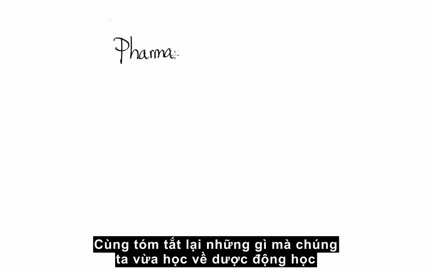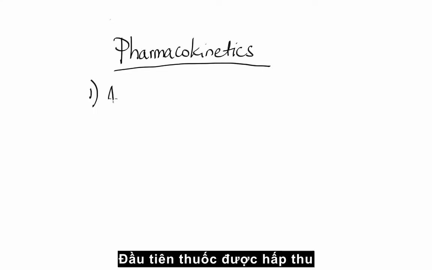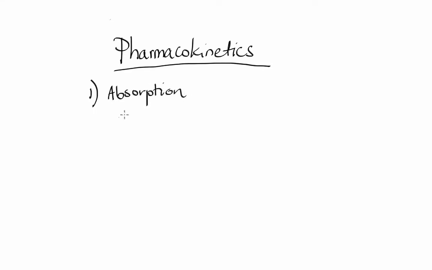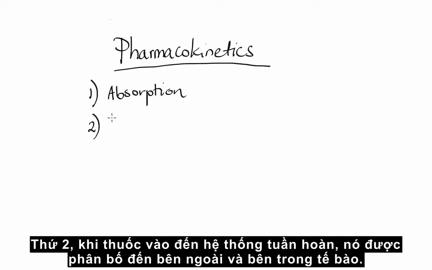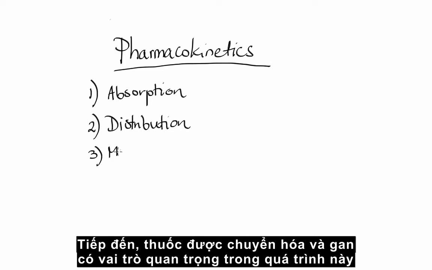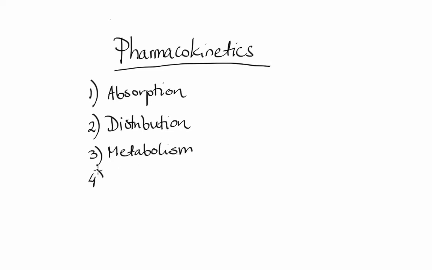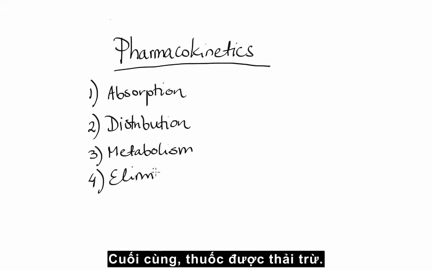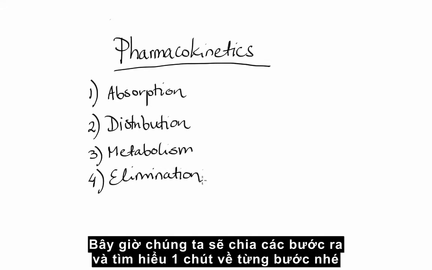So now let's quickly recap what we learned about pharmacokinetics. Well, first, the drug has to get absorbed. Secondly, once it reaches systemic circulation, it gets distributed outside and inside the cells. Then it starts to get metabolized, and the liver plays an important role in that. Finally, the drug gets eliminated. Now, let's break down these steps and talk about them in a little bit more detail.